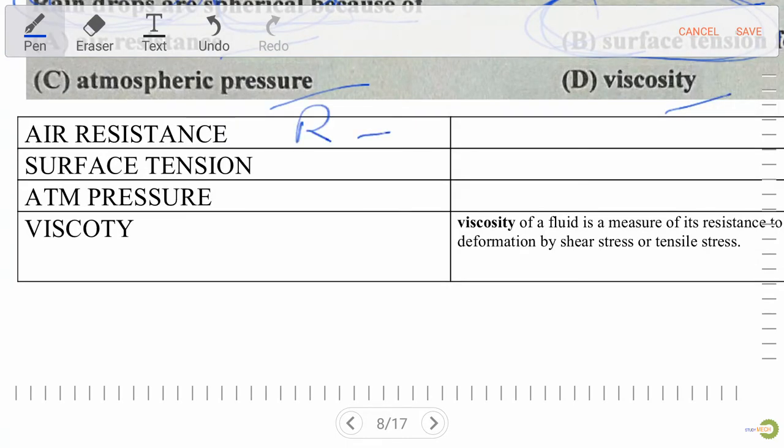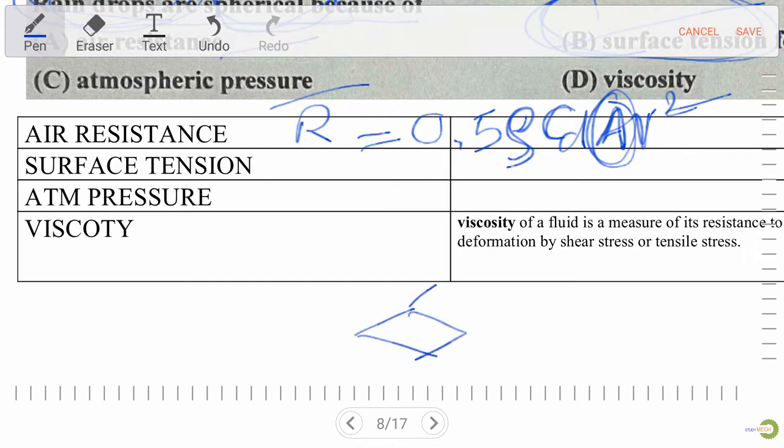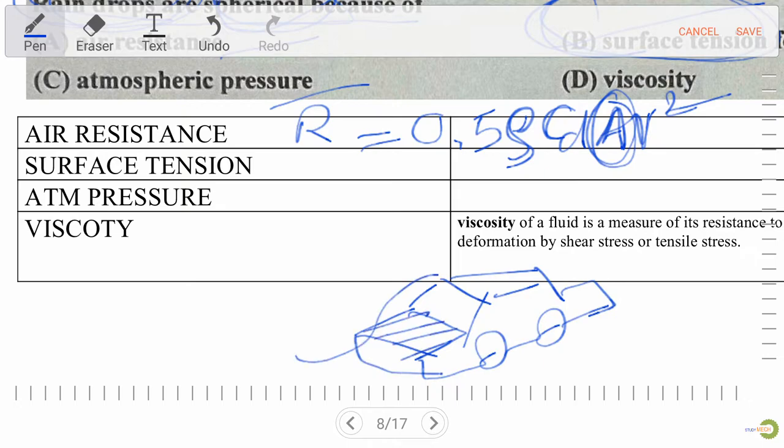Now let's discuss air resistance. Air resistance R in an automobile is represented by the equation R = 0.5 rho CD A V squared. Over here, rho stands for air density, CD is the coefficient of drag, A is the projected frontal area of the vehicle, and V is the vehicle speed. For A, we don't have to consider the whole area of the body of the vehicle, but only the projected front area of the vehicle. So this is our projected front area, and we have to consider only this amount of area.